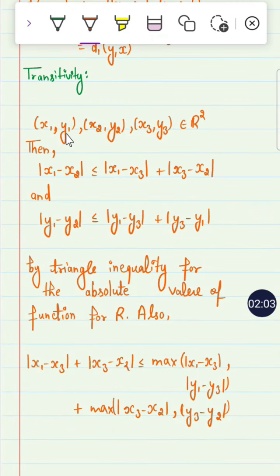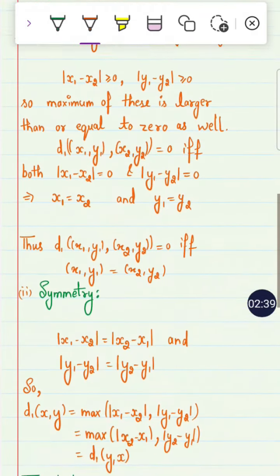What is the triangle inequality property? We have points (x1, y1), (x2, y2), (x3, y3). For this, we have to take three points x, y, z, right? So first, |x1 - x2| is less than or equal to |x1 - x3| plus |x3 - x2|, which gives you the triangle inequality, and similarly for y1, y2. After taking the maximum of these numbers, it gives you the triangle inequality. So this proves that this space makes a box metric, right?